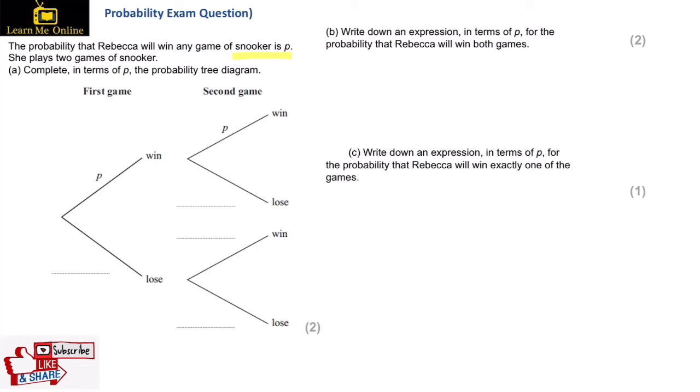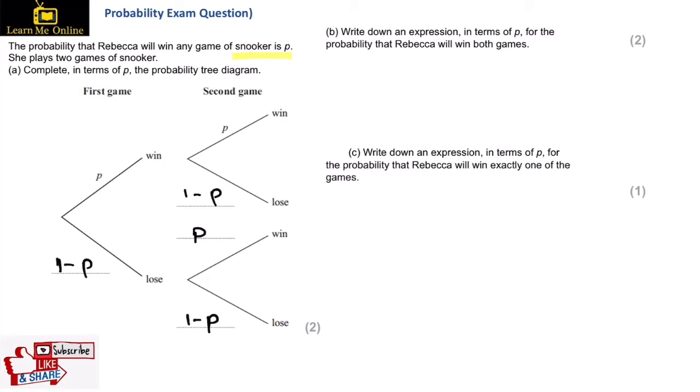We know that the branches should add up to 1. So if this is P, then the other one would be 1 minus P. I'm going to fill in: if the win is P, then lose would be 1 minus P. Win is P, so lose would be 1 minus P. We have got our tree diagram filled in terms of P.